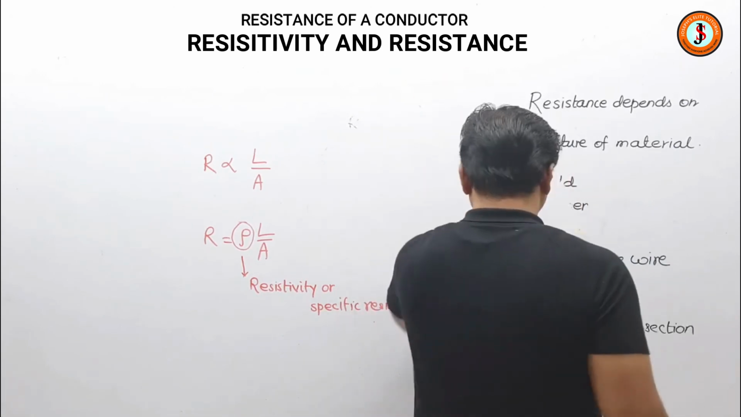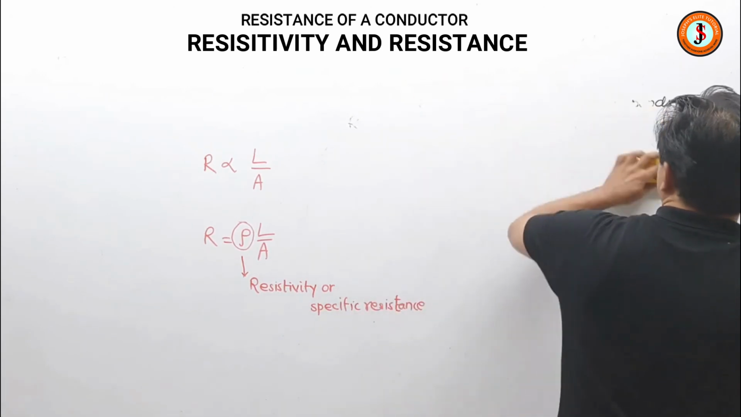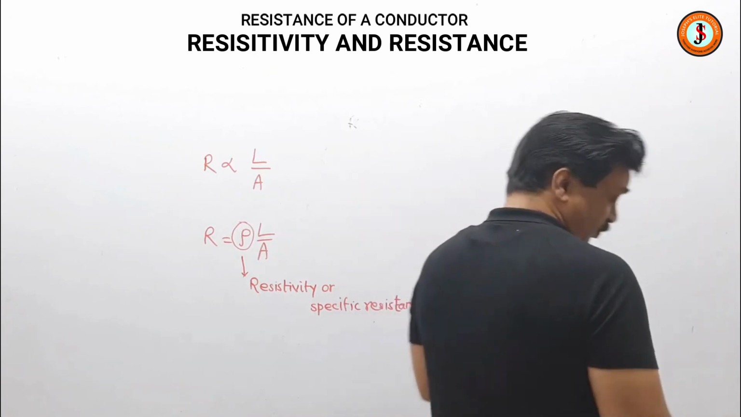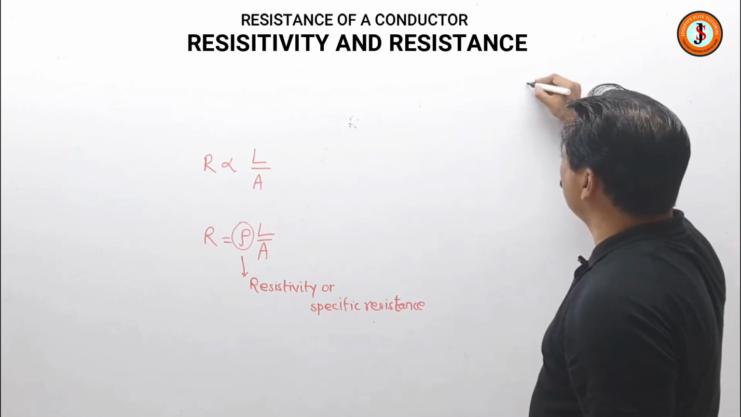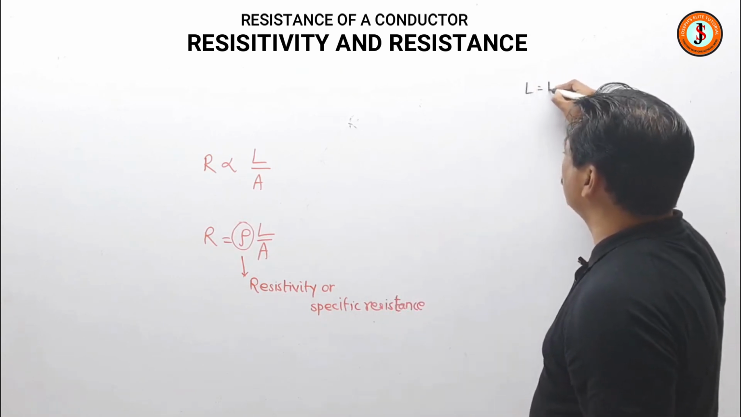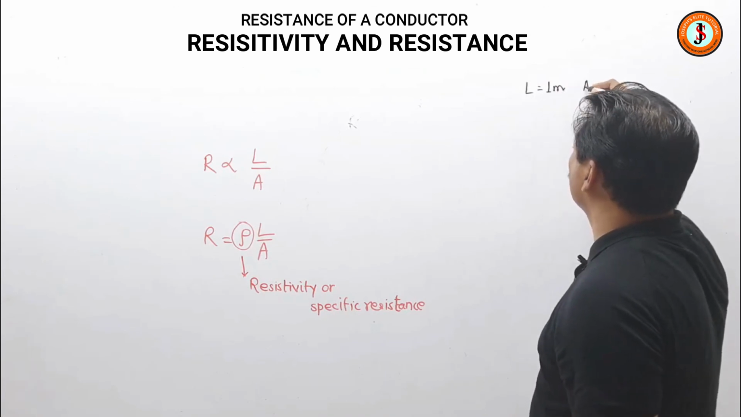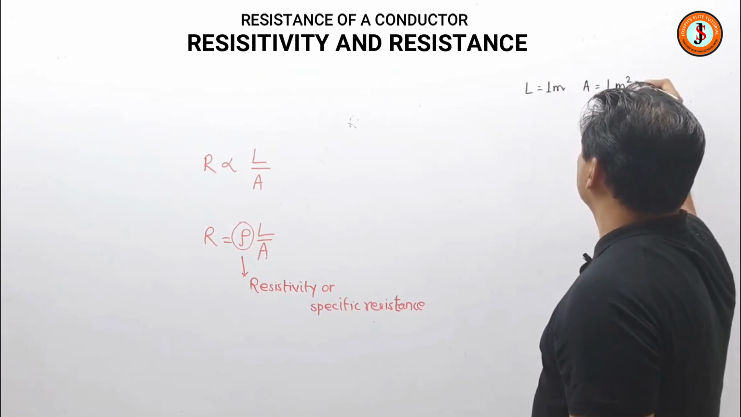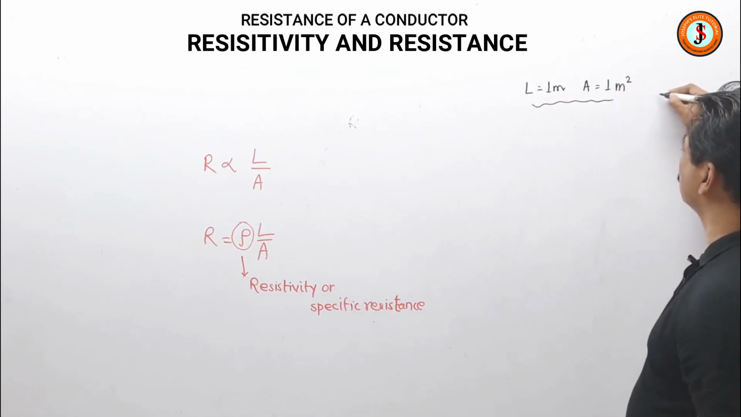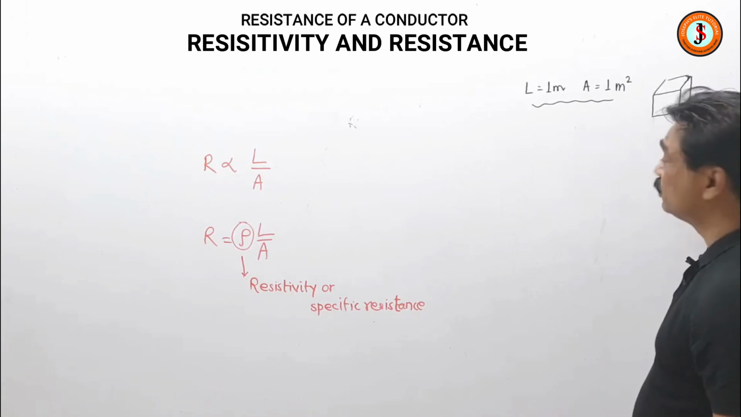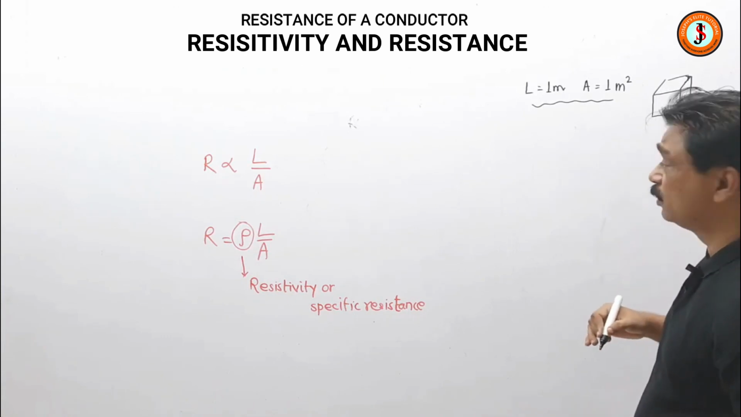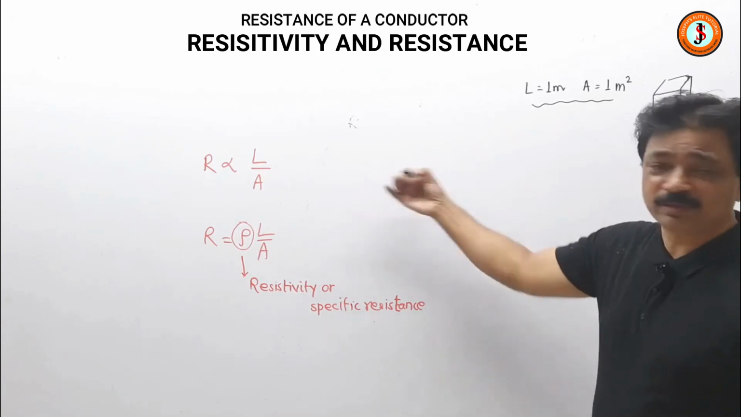Now let us see what is specific resistance or resistivity. If you want to know, let us do a numerical. Suppose I am given a wire of length 1 meter and its area of cross section is 1 meter square. That means the wire will be in the form of a cube, isn't it? Because area of cross section 1 meter square means length 1 and breadth 1. So I try to use this to find out a relationship here.